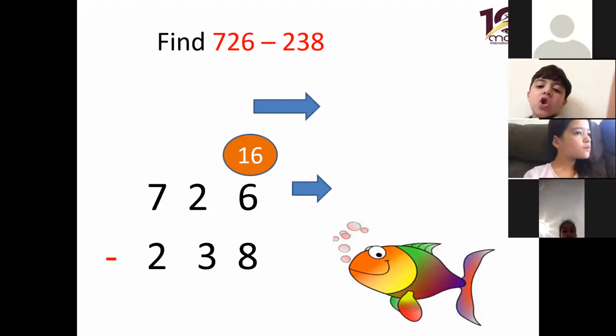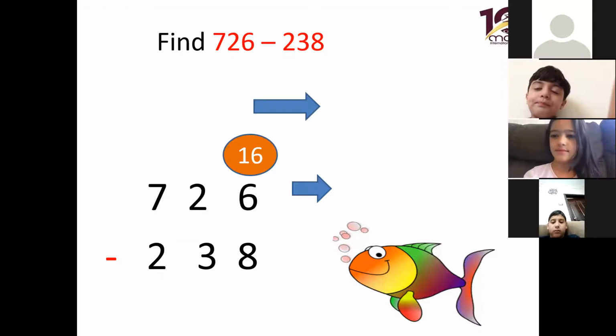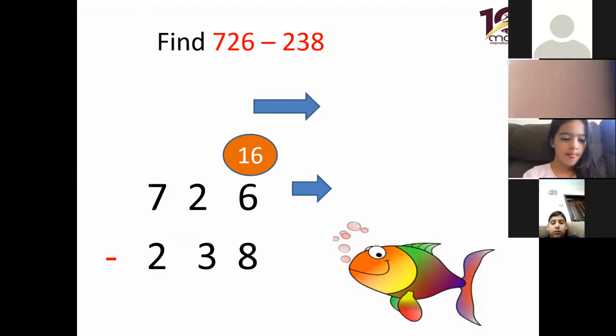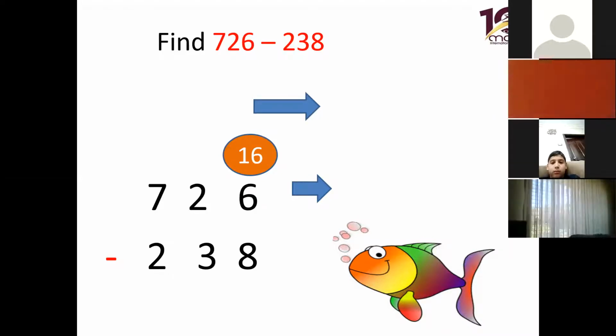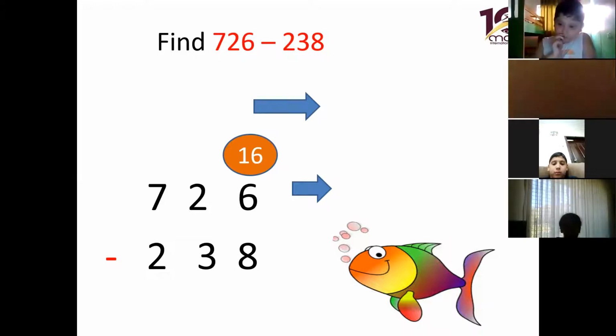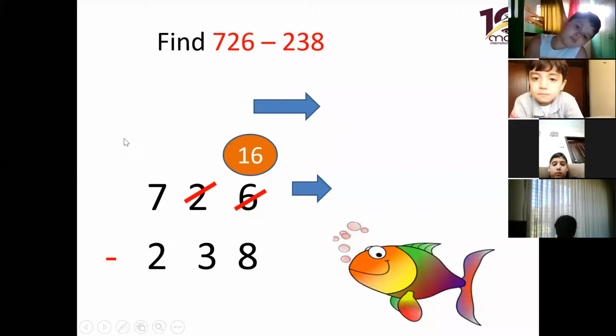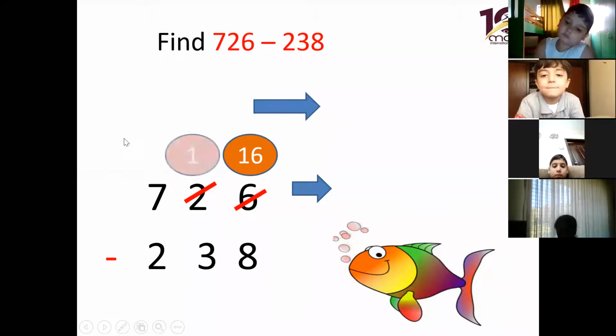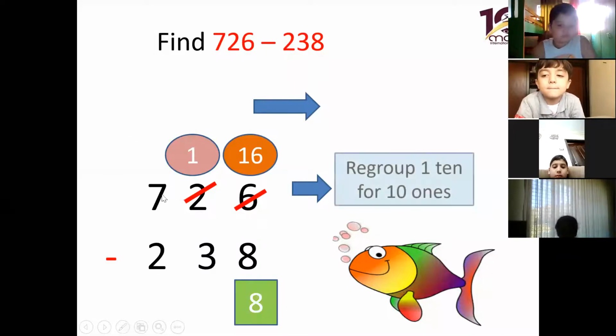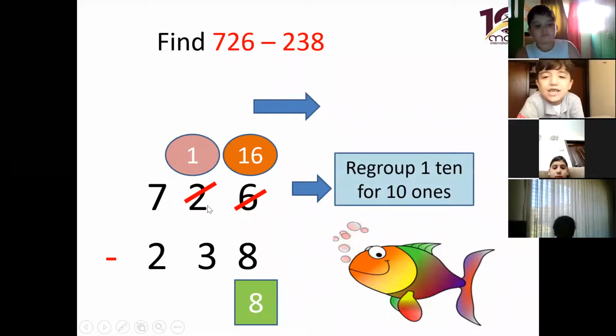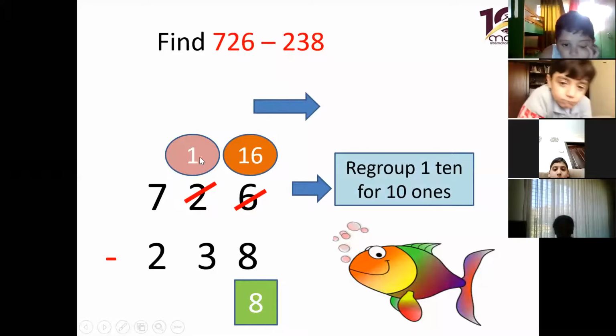9, 10, 11, 12, 13, 14, 15, 16. How many fingers you got? 8 fingers. Excellent, ya Tanin. Batale. So the answer is 8. 16 minus 8 equals 8.